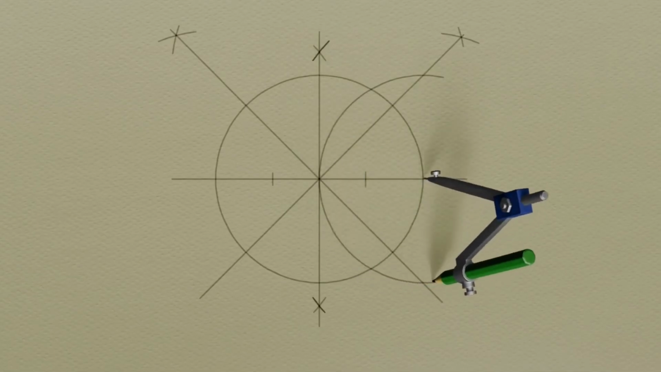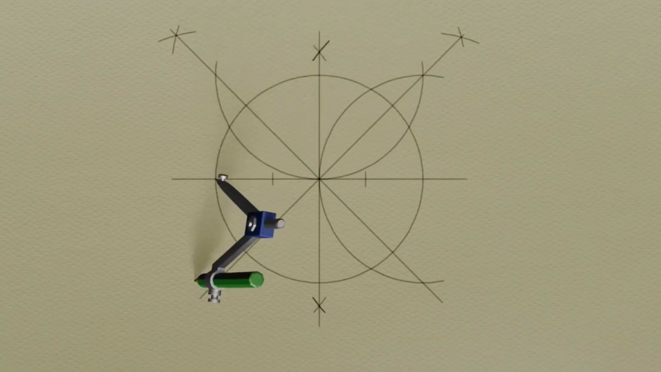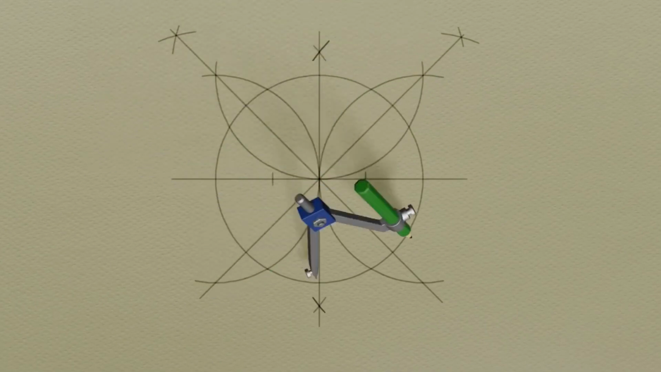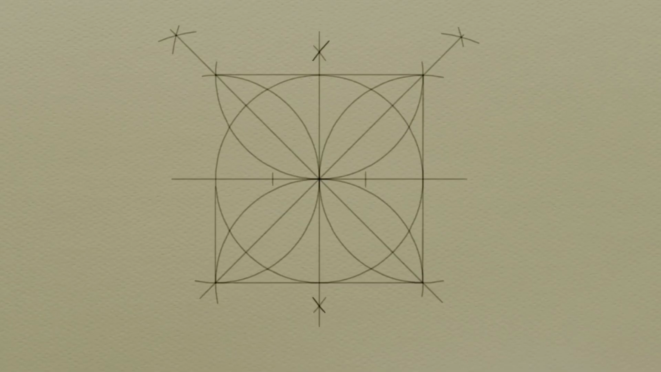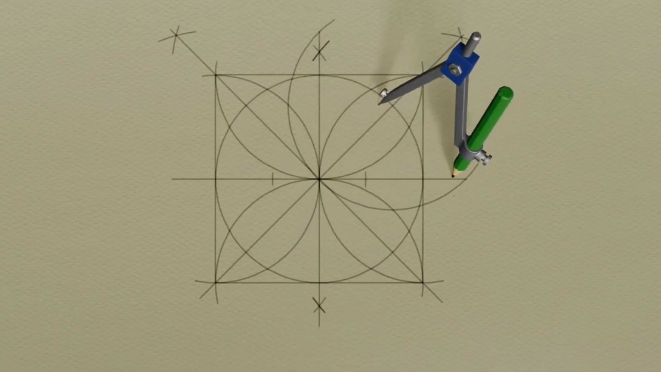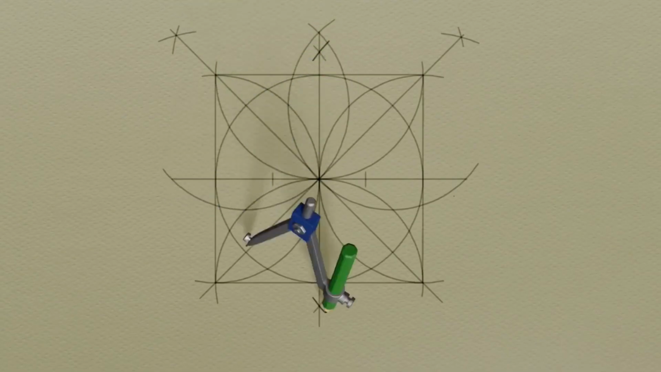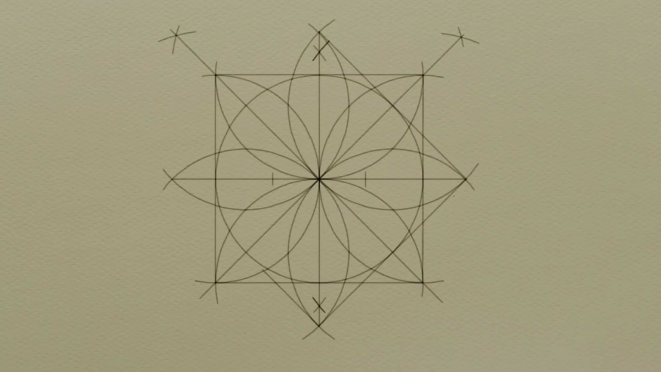Repeat this on the remaining 3 intersections: the top, the left, and finally, the bottom. This gives us the points we'll use to draw the first square. Now do exactly the same, this time using the intersections of the diagonals with the circumference. This will give us the points to draw the second square. And with that, we obtain the 8 vertices we'll use to draw the regular octagon circumscribed around the circle.